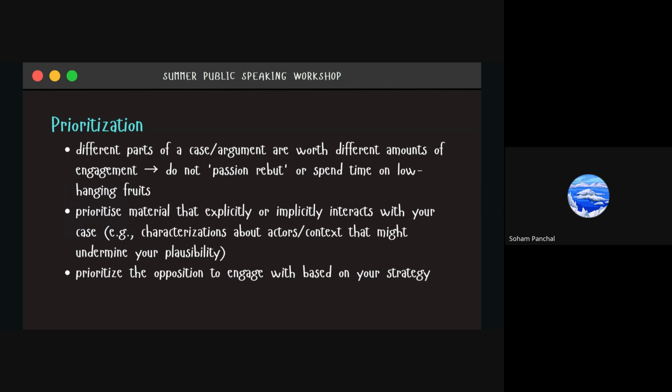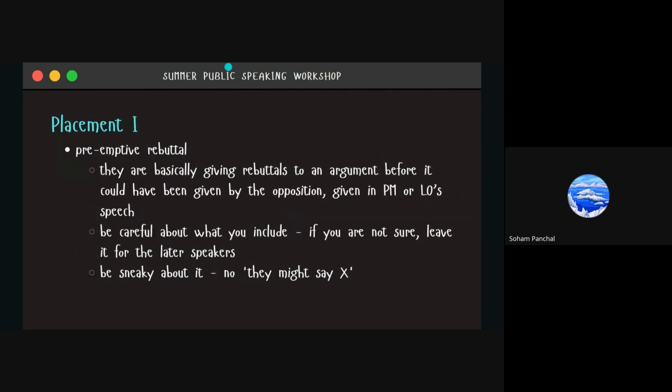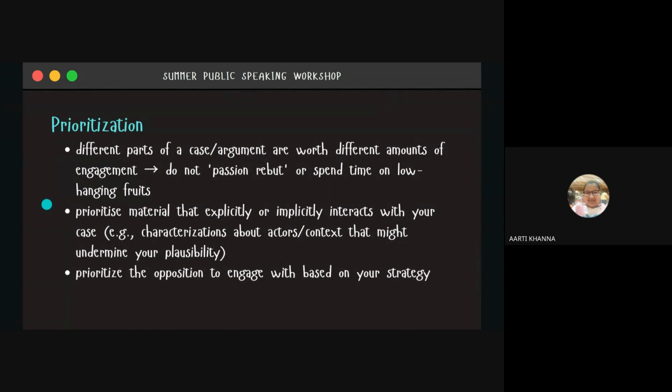Okay, cool. So this was about prioritization. Now coming to the placement, do you have any other doubts? Yes, sir. Sir, in the previous slide, could you just move? Yes, sir. Sir, in the third point, you're meaning to say that we should have a particular strategy to put forward our rebuttals.